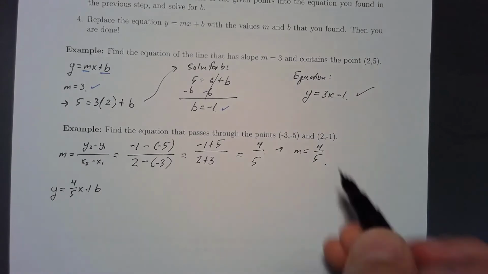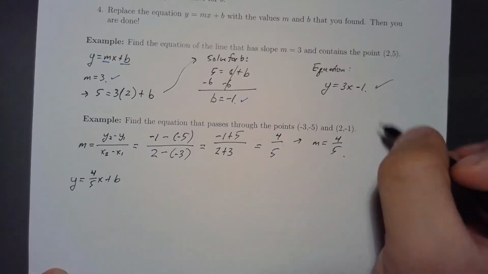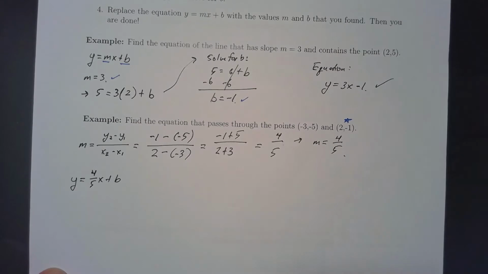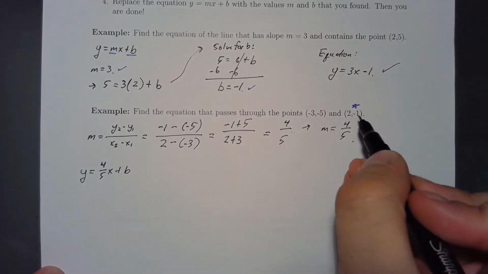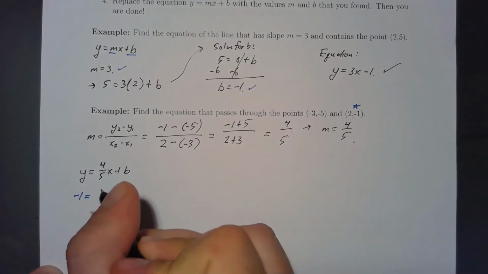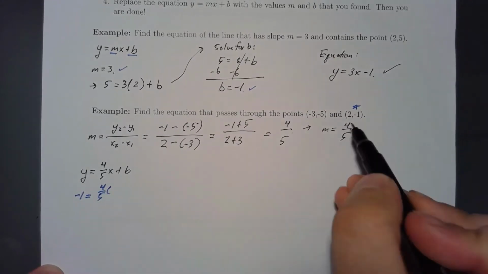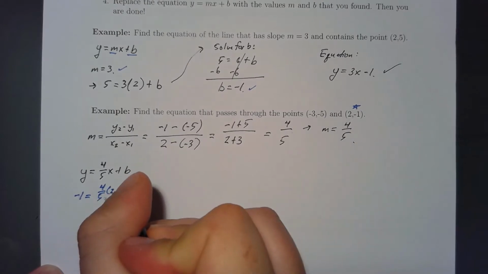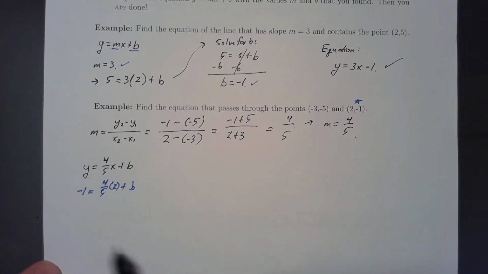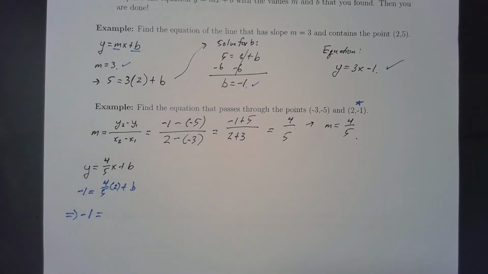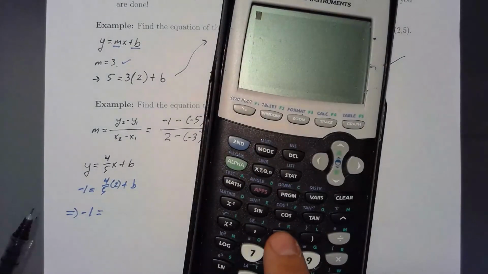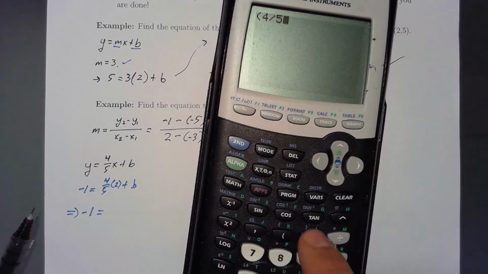I'll pick the first one, or you could pick the second one because it has fewer negatives. You know what? I'll do that. I'll pick this one because it has fewer negatives and it'll make the math a bit easier. So y is -1 equals 4/5 times x, which is 2, plus b. Now 4/5 times 2 is 8/5, but you could use your calculator.